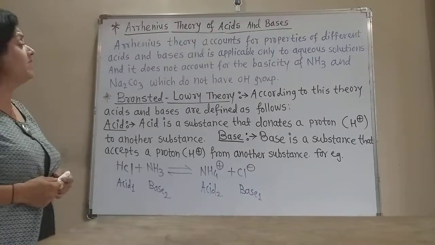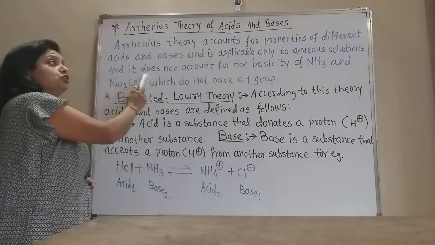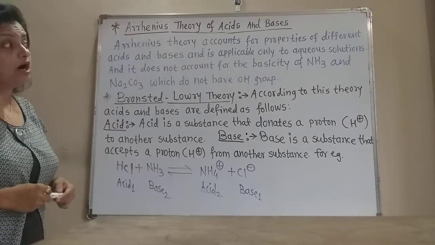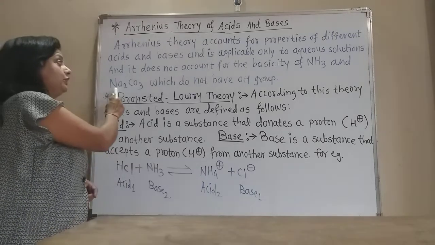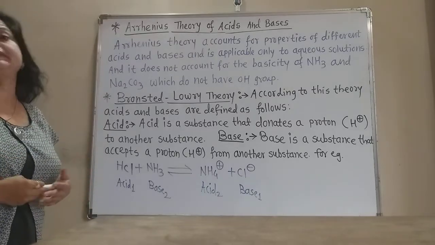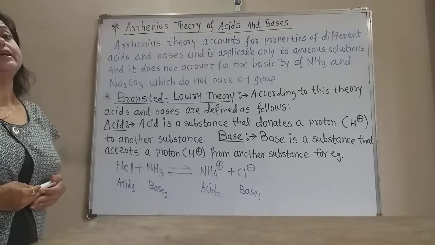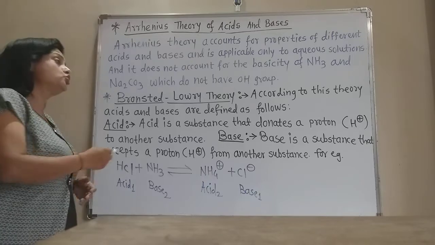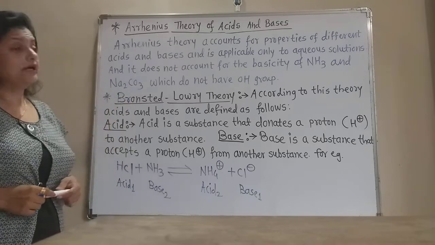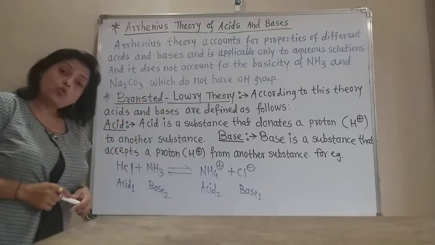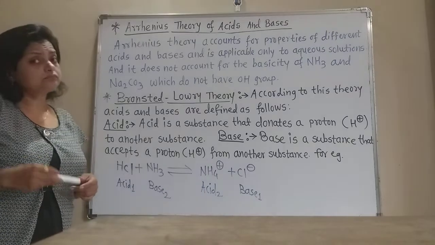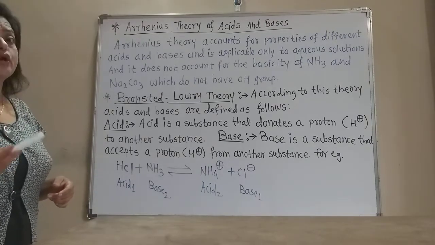Another drawback is that it does not account for the basicity of substances like ammonia NH3 and Na2CO3, sodium carbonate, or sodium bicarbonate, which are basic in nature, still they do not contain OH- ions. So these ammonia-like substances and sodium carbonate-like substances do not have the OH group, still they are basic in nature. Now let us learn another theory, that is the Lowry and Bronsted theory.